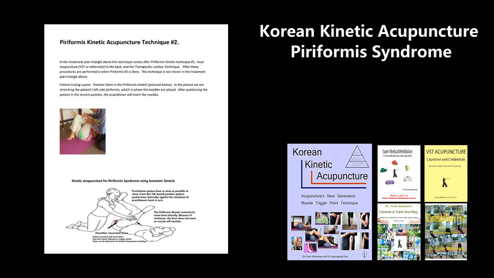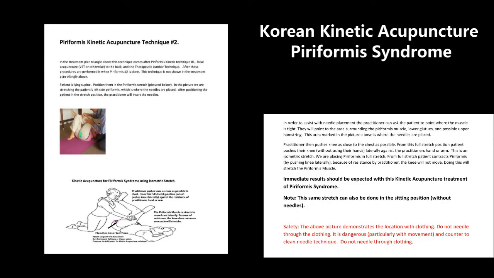Now, in order to assist with the needle placement, you can ask the patient to point where the muscle is tight. They will point to the area surrounding the piriformis muscle, the lower glutes, and possibly upper hamstring. These are the areas marked in the picture above. Practitioner then pushes knee as close to chest as possible, and from this full stretch position, patient pushes their knee, without using their hands, laterally against the practitioner's hand or arm. So this is the isometric stretch. Immediate results should be expected with this kinetic acupuncture treatment. Now, one note, this stretch can also be done in the sitting position without the needles.